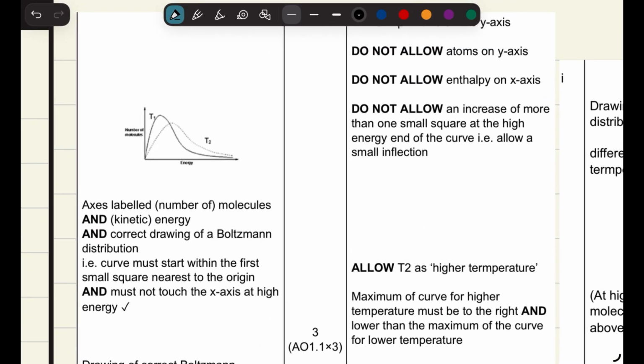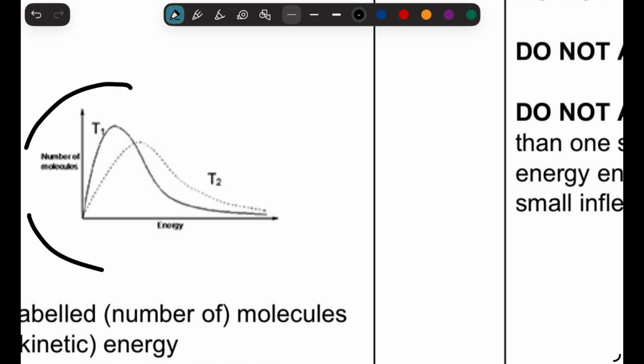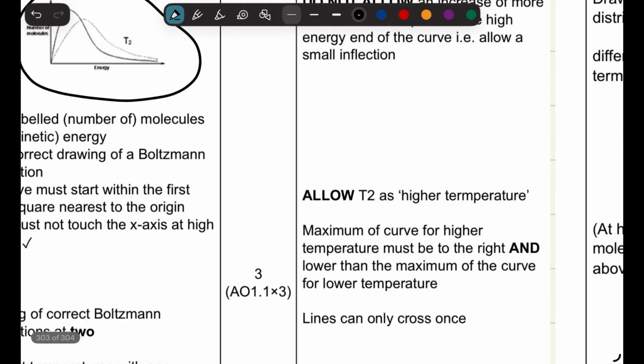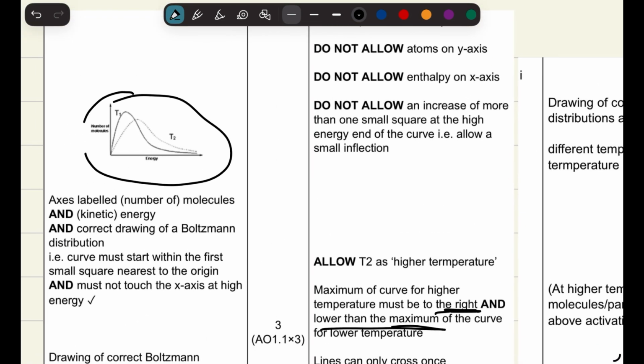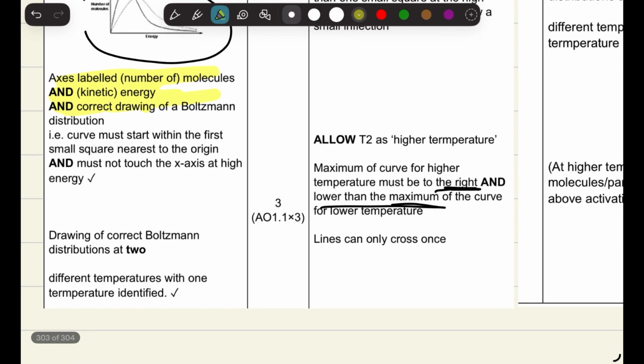Okay, so for the first part of the question, we were drawing the Boltzmann curve. You can see here, T1 is probably your lower temperature, whereas T2 is a higher one. So you can talk about shifting and everything like that. So to the right, and you get a lower maximum, so it's less steep. Those are really important things when you're doing a higher temperature. Now, I mentioned before, proof I'm not waffling, we really needed to talk about labelling axes. You see here, kinetic energy and number of molecules, very, very important. Again, we said it must start near the origin, so within the first square next to the origin, and also must not touch the x-axis.